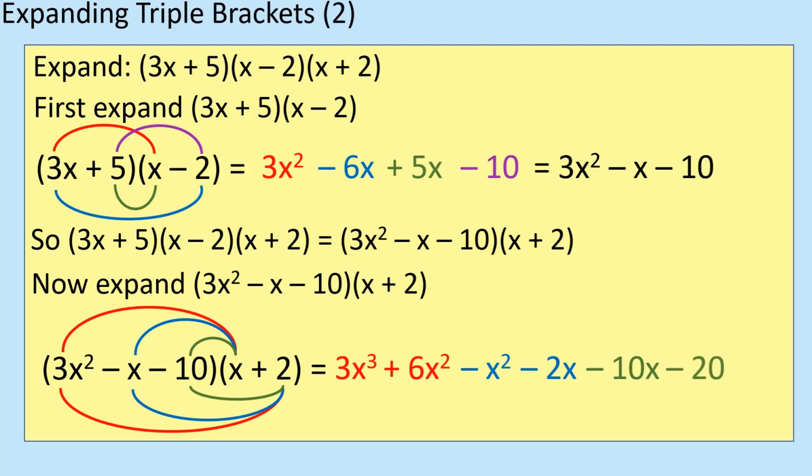All right, so when we're trying to bring those together, you've got 3x cubed there. You've got 6x squared minus x squared, which is going to give you 5x squared. You've got minus 2x minus another 10x, so minus 12x, and then minus 20. All right, so that's going to be your answer. So you just got to be careful. Process is the same in both cases. Just watch out for negatives and think about how you structure your answer.